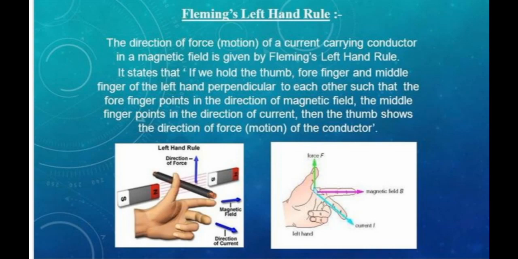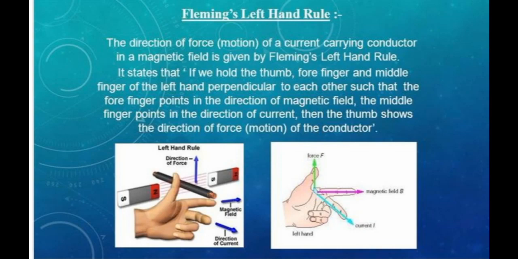So we are able to find out the force on a current carrying conductor placed in a magnetic field. At that time we will know the magnetic field, we will know the direction of the current, and the thumb will show us the force or motion of the conductor, which we can easily find out by using Fleming's left hand rule, because the magnetic field is constant for us, and we provide the current, so we know in which direction the current is going.